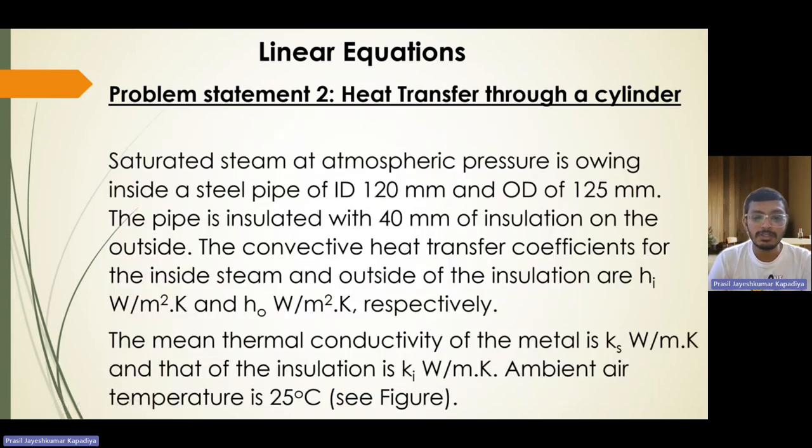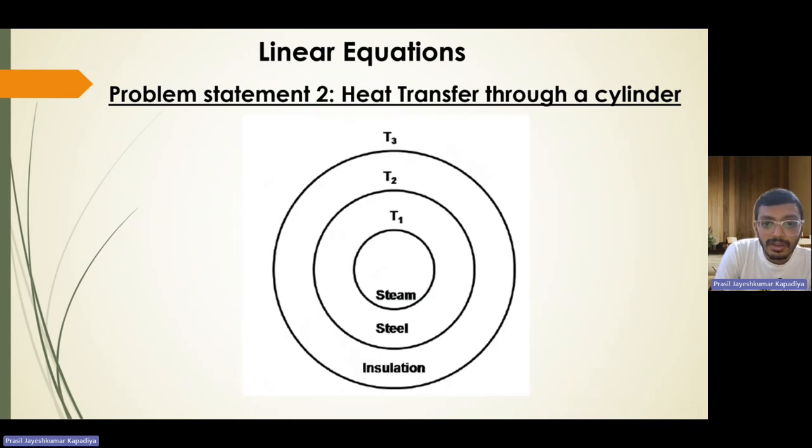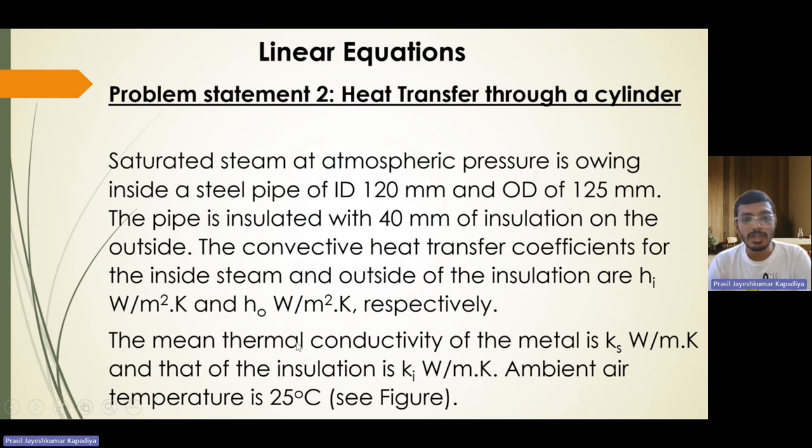Now the pipe is insulated with 40 mm of insulation on the outer side. So after 125 mm, there is outer side insulation of 40 mm. Why do we use insulation? Insulations are generally used to prevent heat loss, because in industries it is not feasible that heat is getting lost when there are so many pipelines and fluid passes through them. So that's why insulations are used. Here the insulation thickness is given as 40 mm.